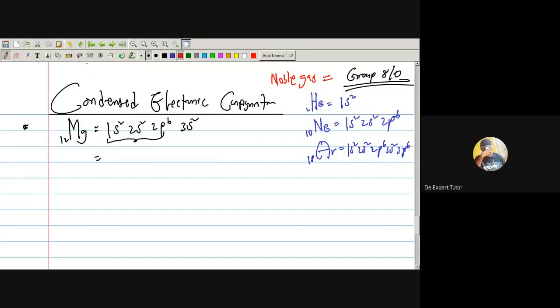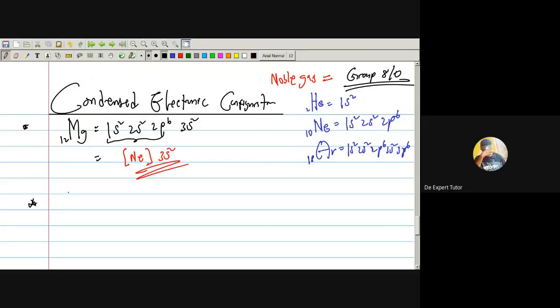Neon. It means that instead of me writing this, I can just write neon, Ne in bracket, and I just have 3s2. And this electronic configuration. That's smart. I'm done. That's very simple. Let's look at another one.